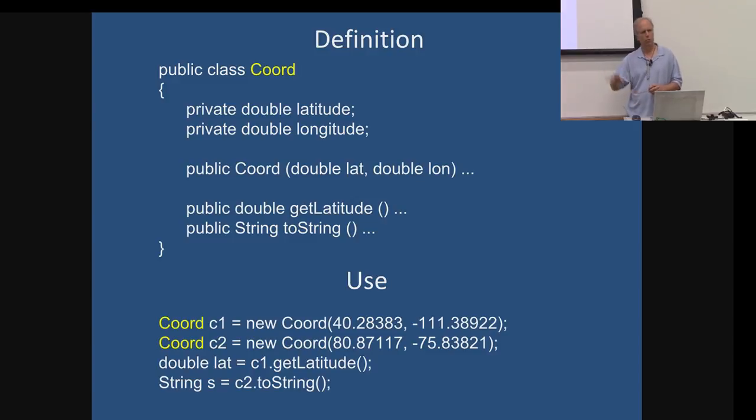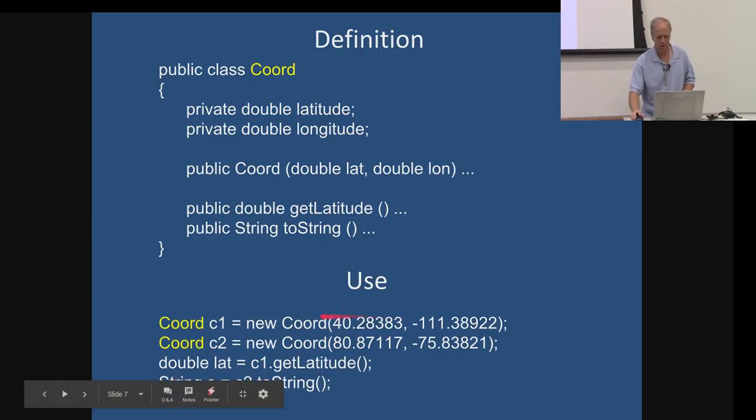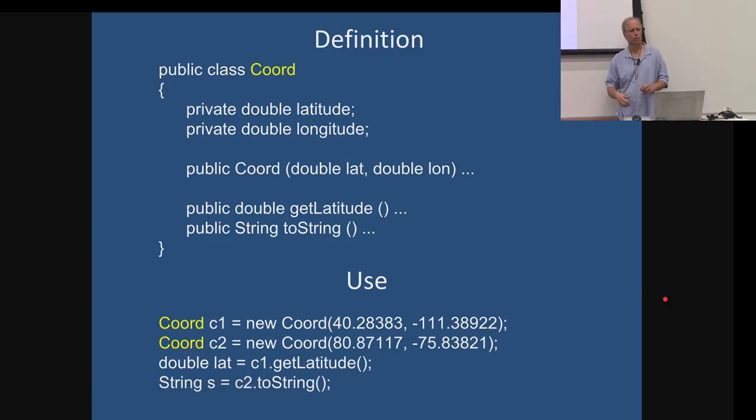Okay, now I'm going to go through the definitions and the uses and try to connect between the two, show you how it works. So you can see what's highlighted in yellow there. What is it about the class up there that allows you to declare variables of type coord? So forget about all the stuff out here. Just focus on coord C1. What is it about the definition that gives you a new type name to declare variables with?